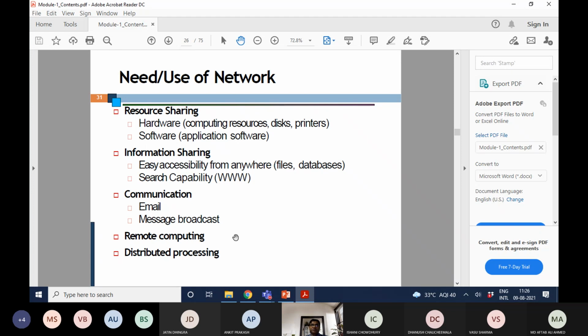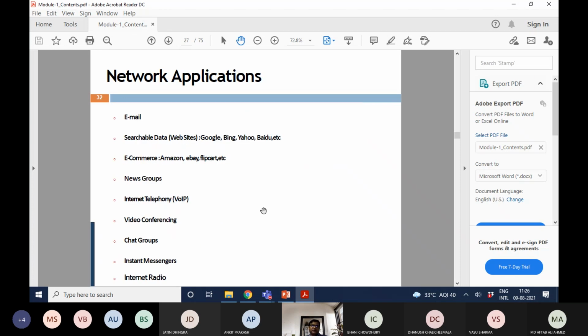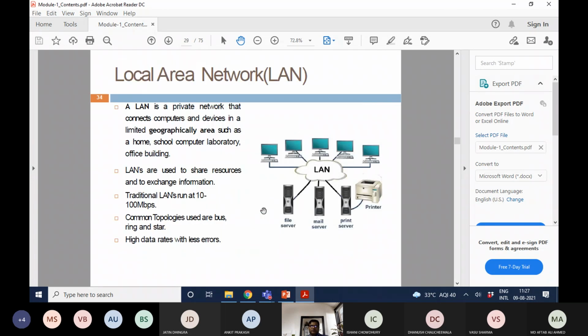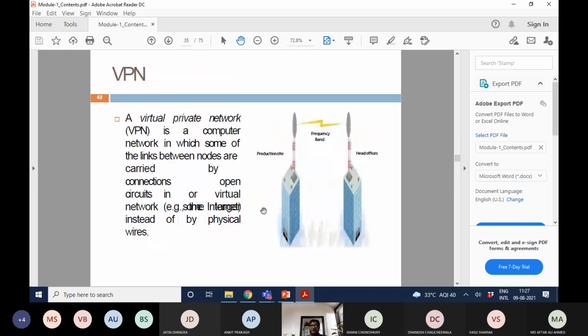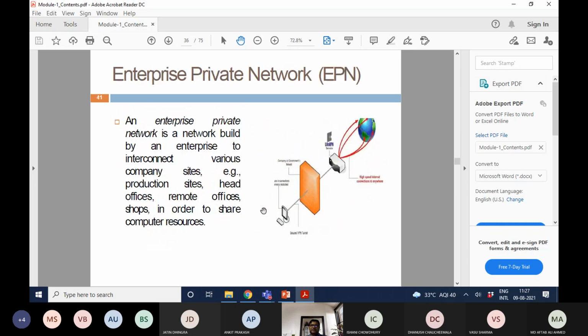And for distributed processing, if I have a very large task, I want to divide it into small tasks. Then the small tasks will be given to different machines, and on those machines they are going to be executed. That kind of concept is called distributed processing. So the categories of network we have already seen in the last class.